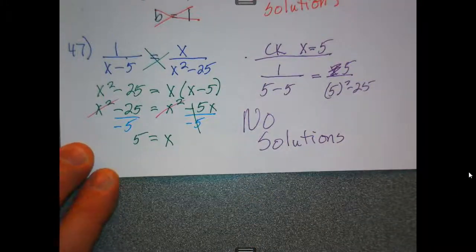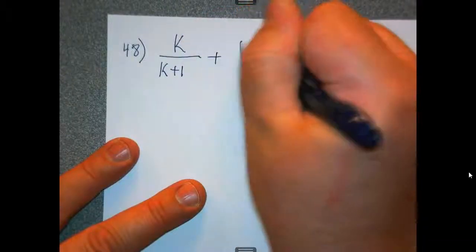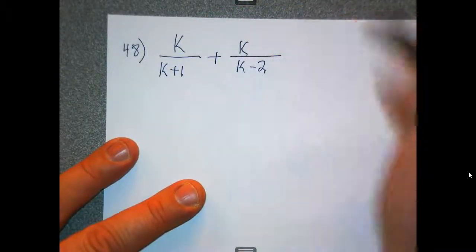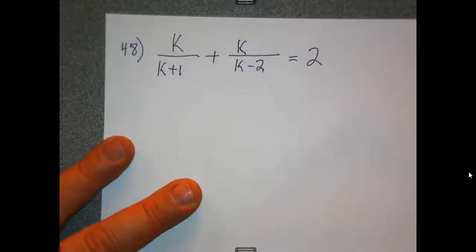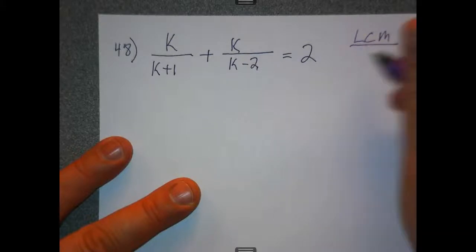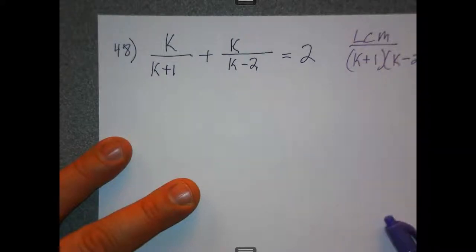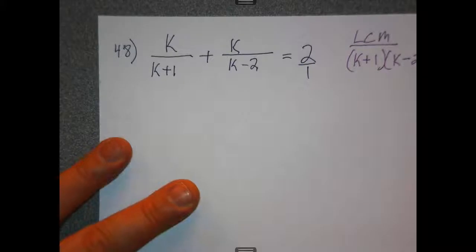And the last one, which is 48. I have k divided by k plus 1 plus k divided by k minus 2 equal to 2. What's my LCM? That's right, k plus 1, k minus 2. Going to multiply every fraction by k plus 1, k minus 2.